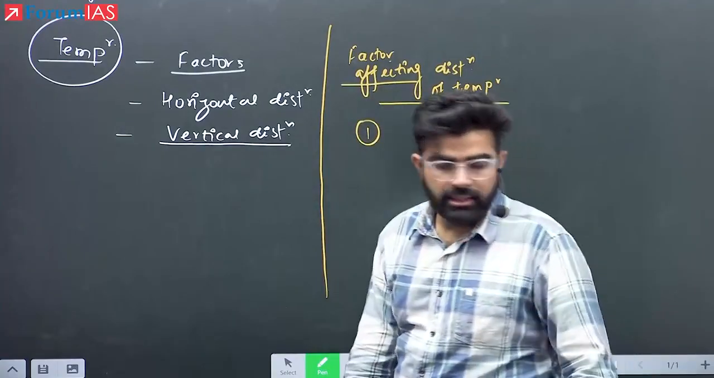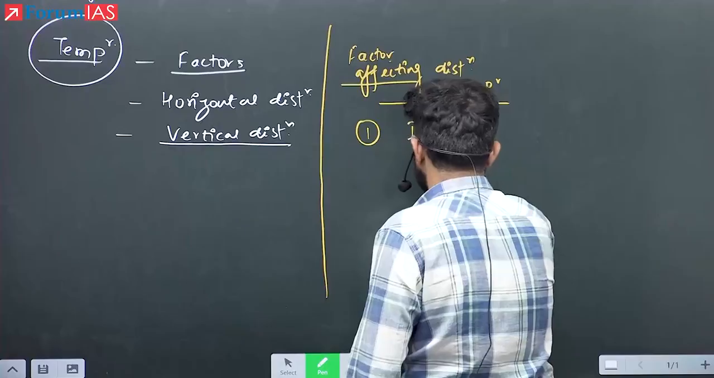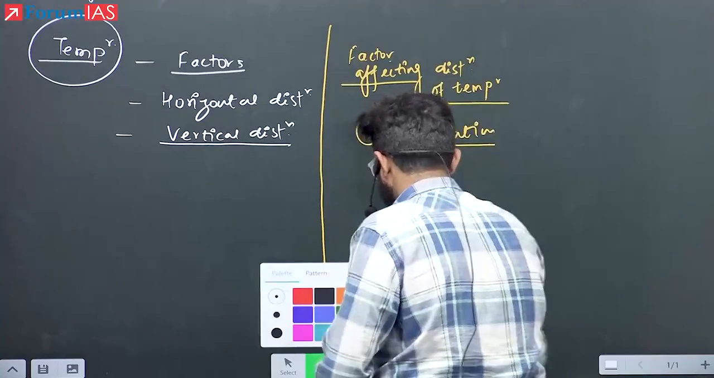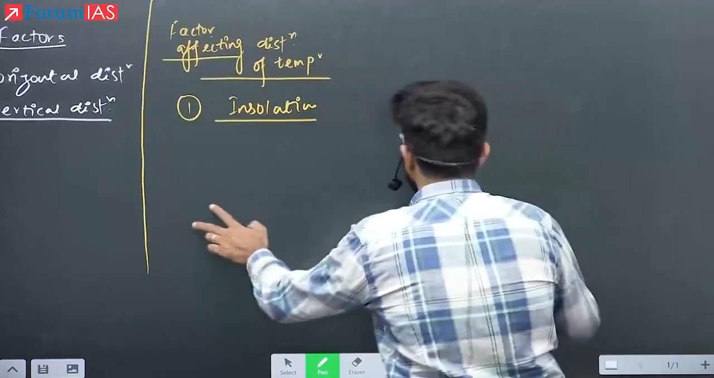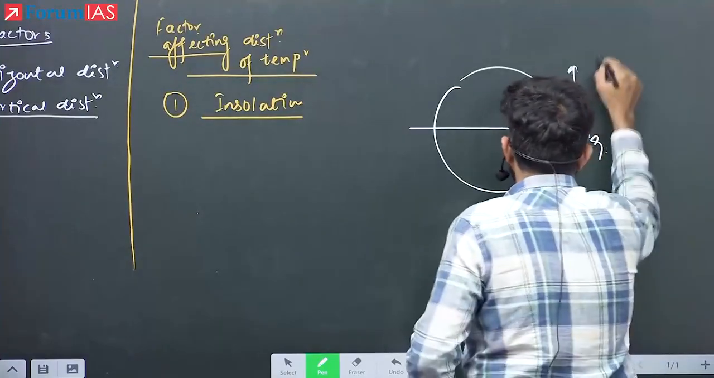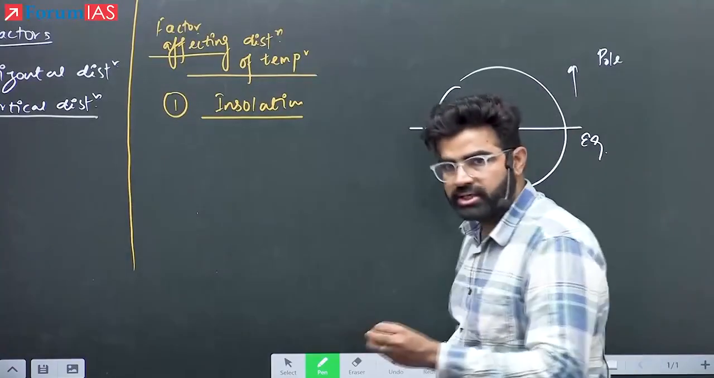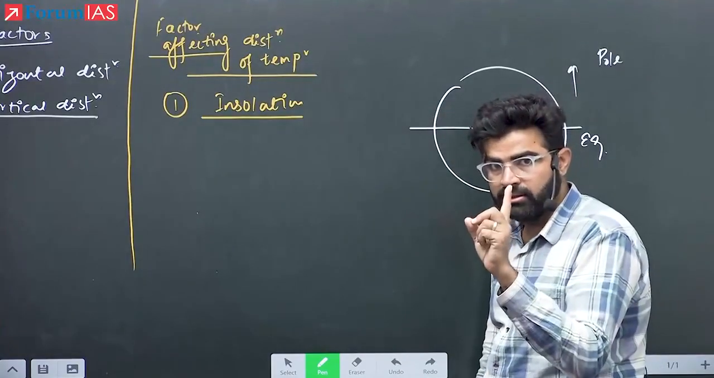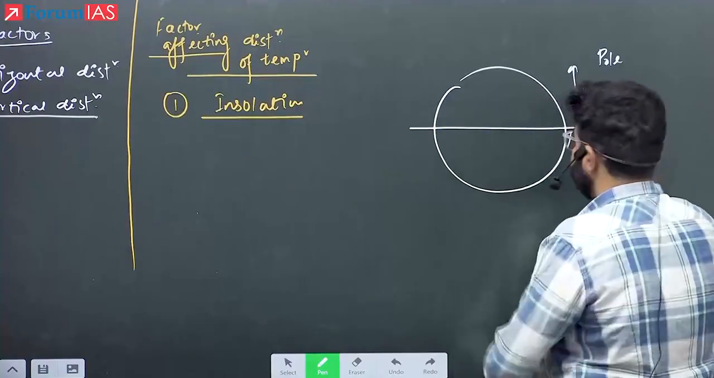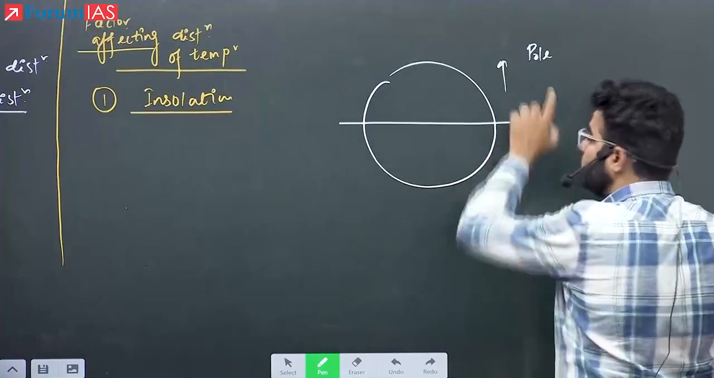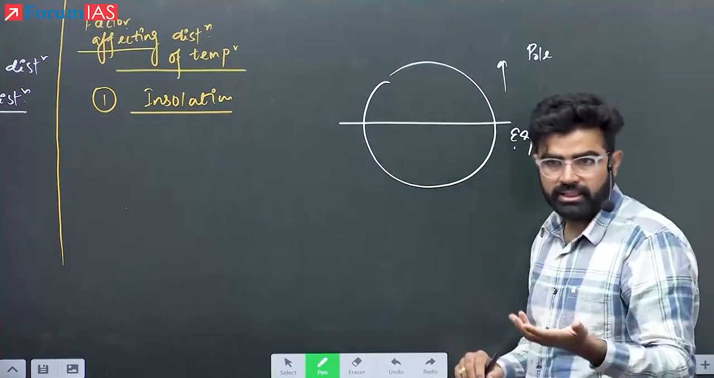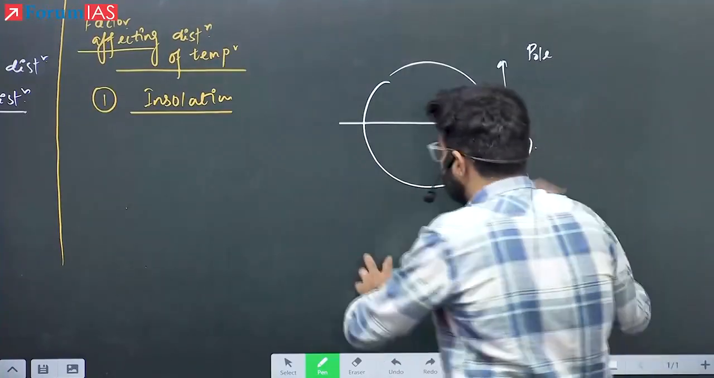number one, insolation. Now tell me, let's say this is the equator. From equator to pole, what should happen to the insolation? In general, it should decrease, except the subtropical high-pressure belt. So if the insolation decreases from equator to pole in general, what should happen to the temperature of the oceanic water? It should also, in general, decrease. Yes or no? Yes.